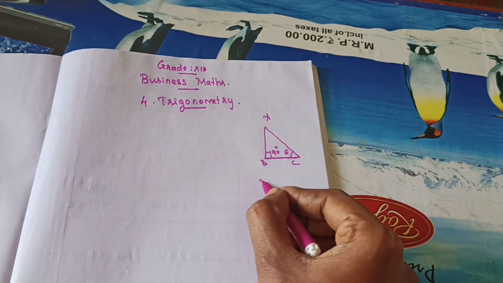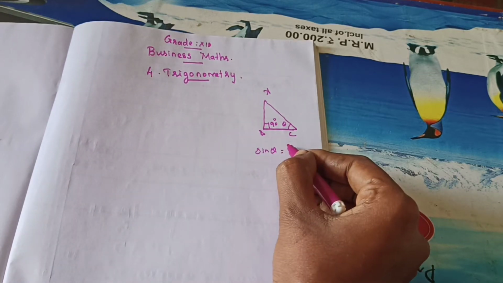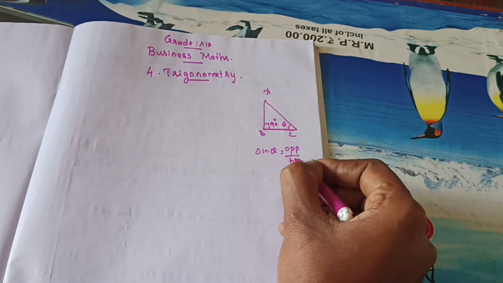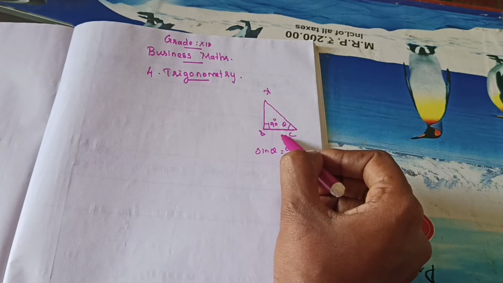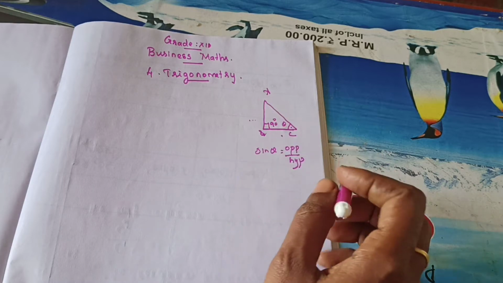When I am taking sine theta, what's the formula for sine theta? Sine theta is opposite side by hypotenuse. If I am considering this as theta, this is the opposite side. Here it is theta, so this is the opposite side. So AB is the opposite. These are all things you know.